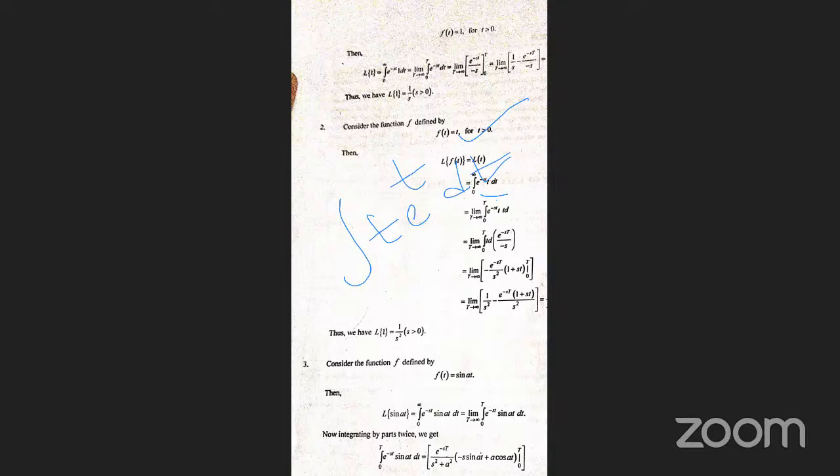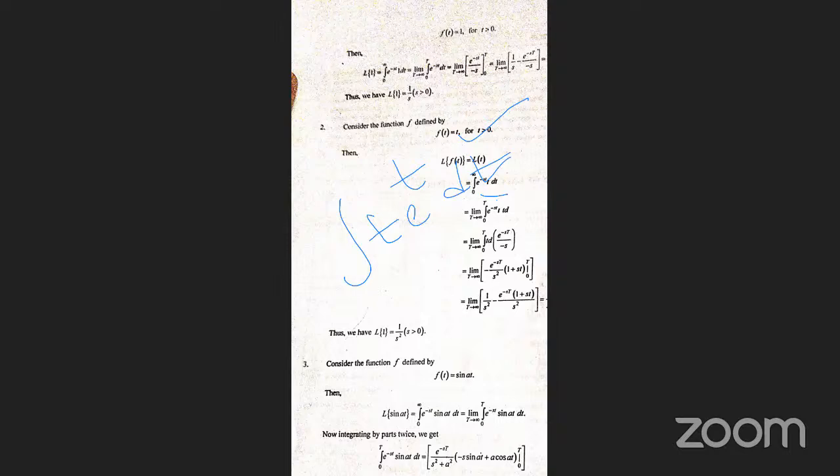Any idea is there on this integration formula? Integration of t into e power of t into dt. Actually, we have to apply the UV formula in the integration. Idea is there, ma? Yes, sir. Now, what is that formula, ma?